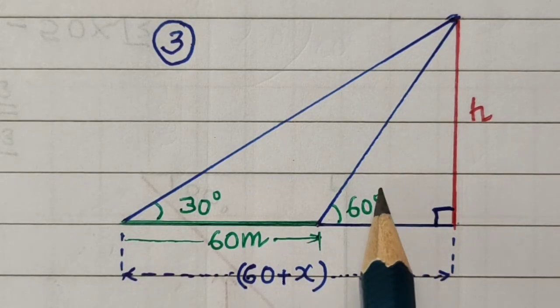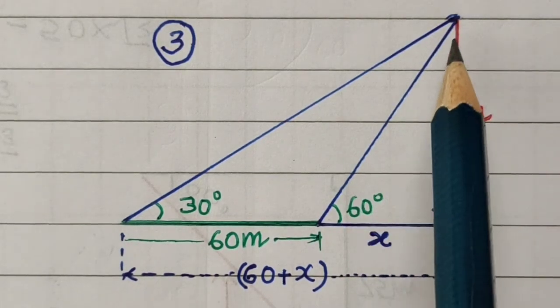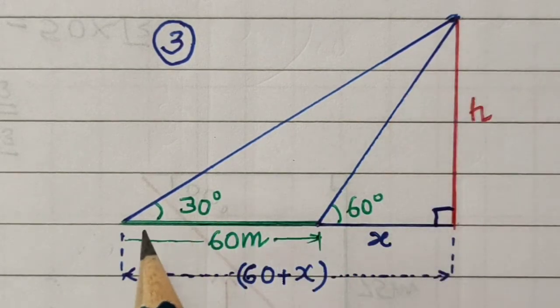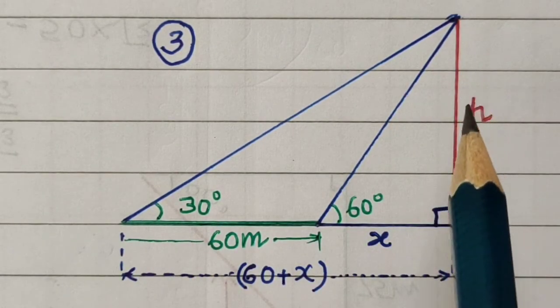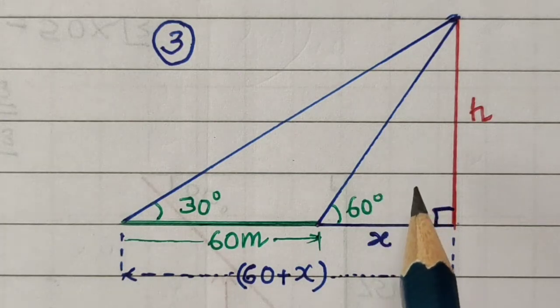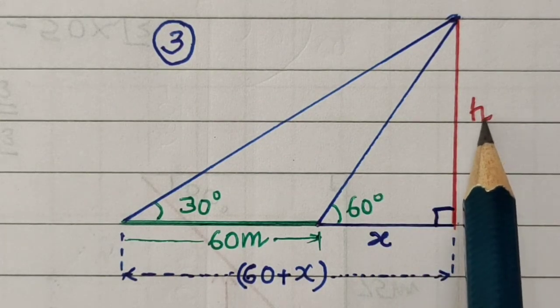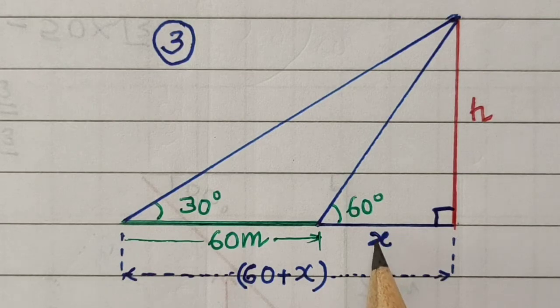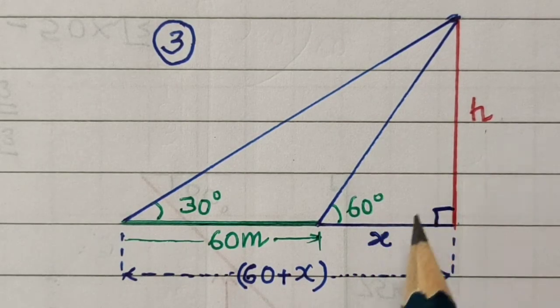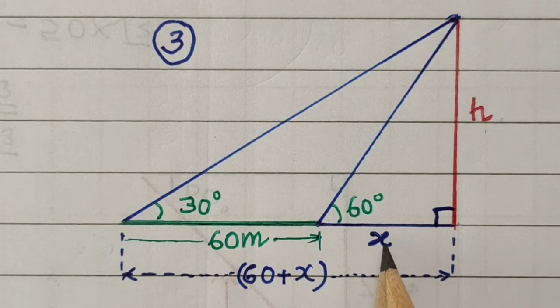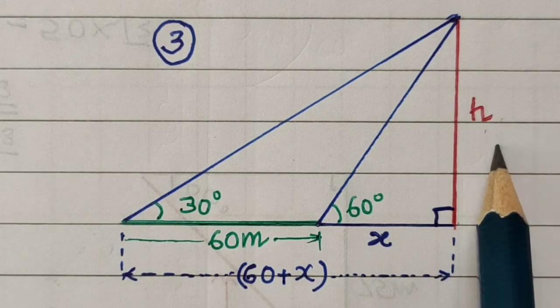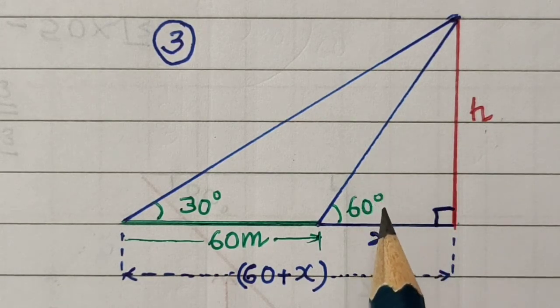So we have two triangles here. One is this and one is this. We can use tan because we have the perpendicular and the base. So tan 60 is equal to h by x. Tan 60 is root 3. Root 3 is equal to h by x. Then we can find out x is equal to h by root 3.